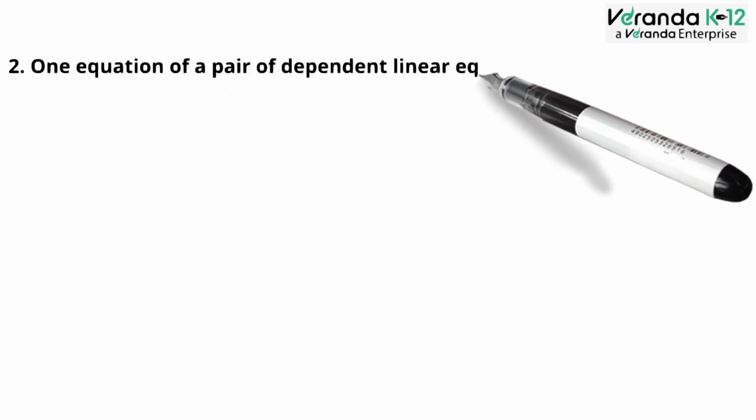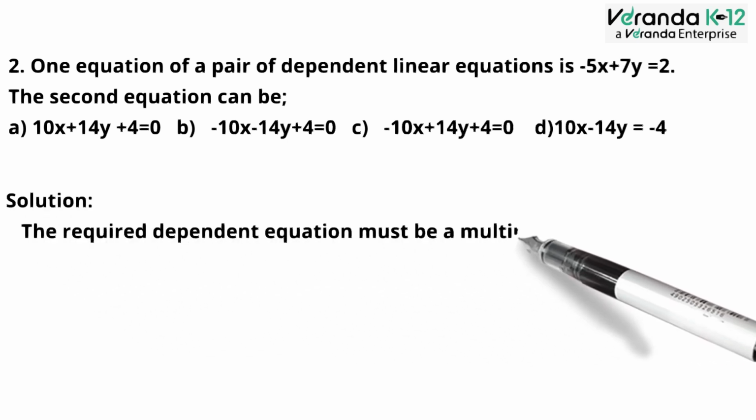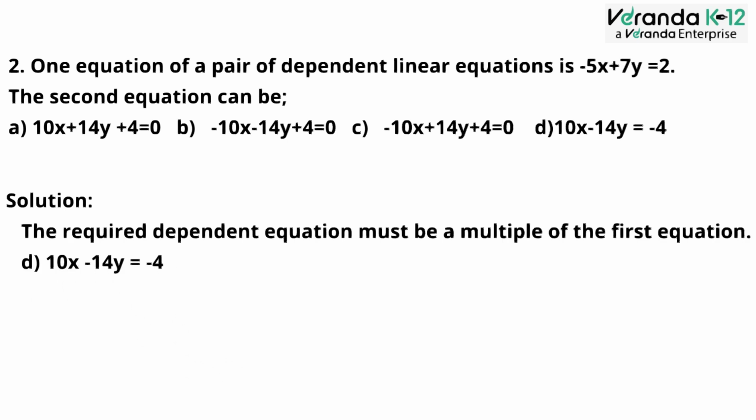The second question is on dependent linear equations. One equation of a pair of dependent linear equations is minus 5x plus 7y is equal to 2. Then the second equation can be, if you see the options, all options are looking like multiples of 2. But children, we have to look at the signs also. So if you see the coefficient signs, it varies option by option.